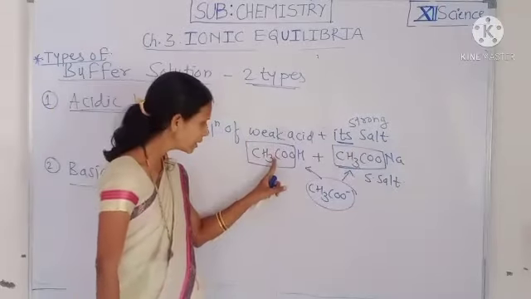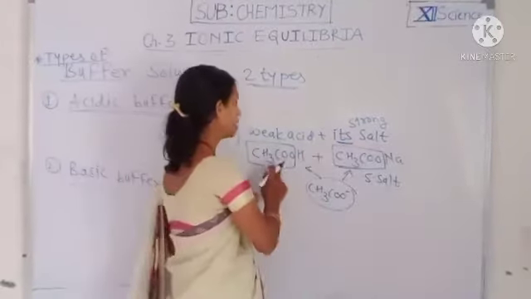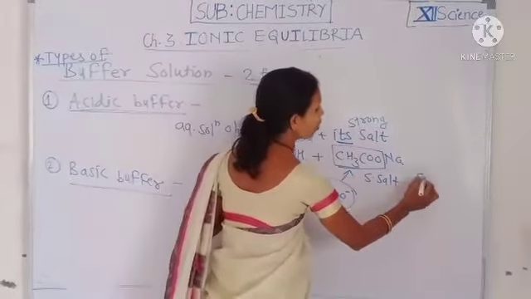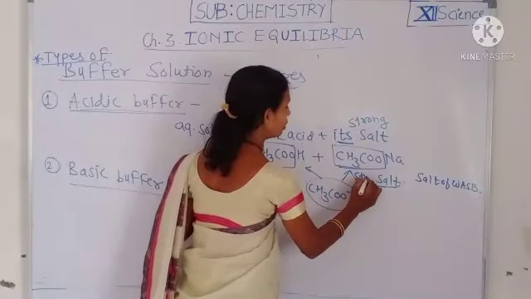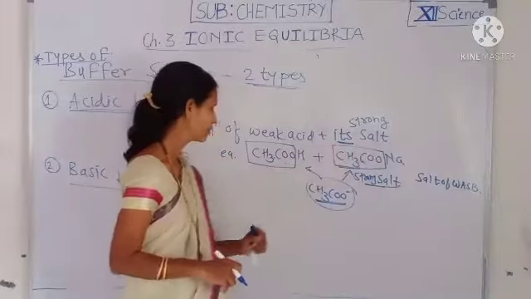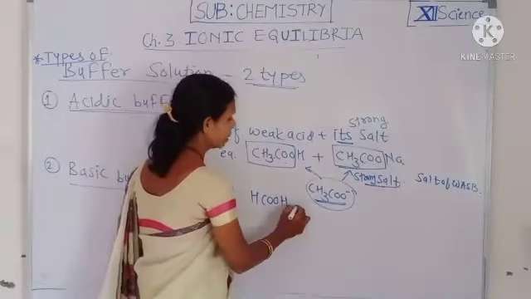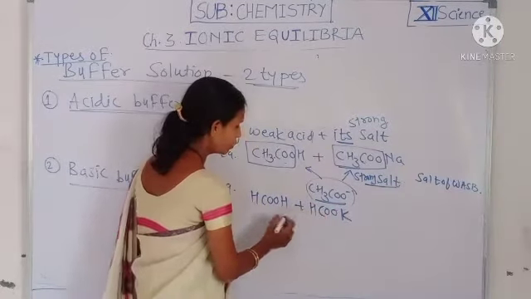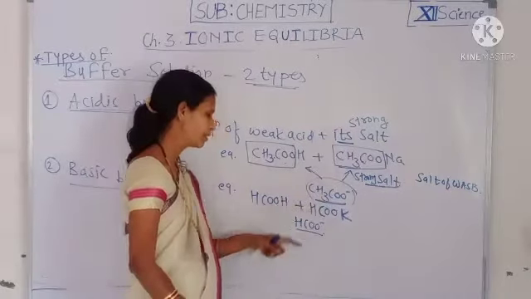That means what is an acidic buffer? It is an aqueous solution of a weak acid, and the ion the acid contains should be there in the strong salt. For example, acetic acid plus sodium acetate, and sodium acetate is a salt of a weak acid and strong base. Therefore that salt is a strong salt containing the common ion. The acetate ion is common in the weak acid and the salt. Similarly, one more example is HCOOH, that is formic acid, and HCOOK, that is potassium formate, which contains the same HCOO minus ion.